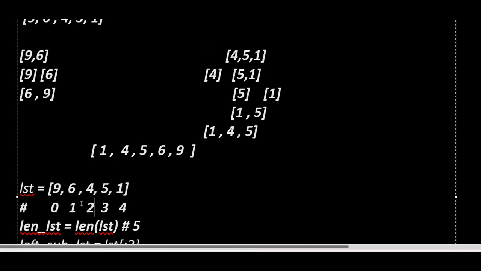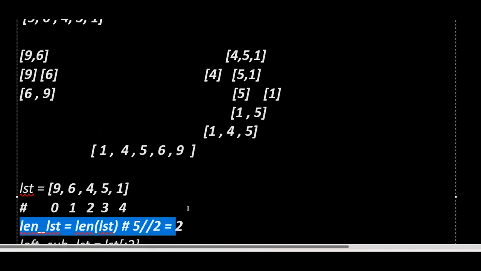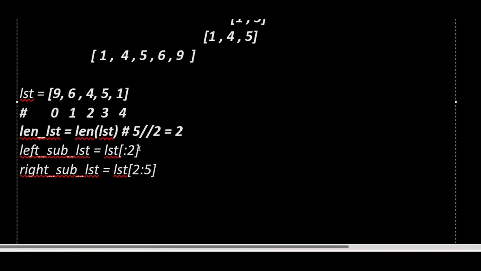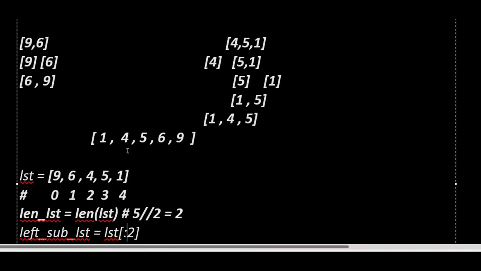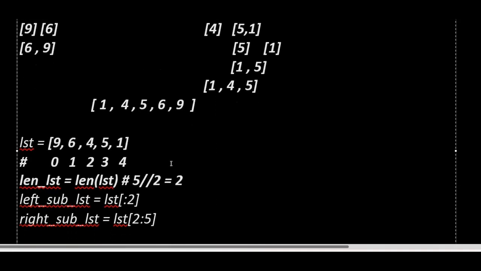So how do I get 2 from this 5? I can divide it by 2 by using integer division. If I divide this length of list by 2 by using integer division, then I obviously get 2 as my value. That is nothing but the middle value. So based on this middle value, you can see I'll get 2 here. Whenever I'm dividing my length of list by 2, I'm getting 2. That is nothing but the middle value. So this 2 and this 2, in place of this, I can even provide my middle value.